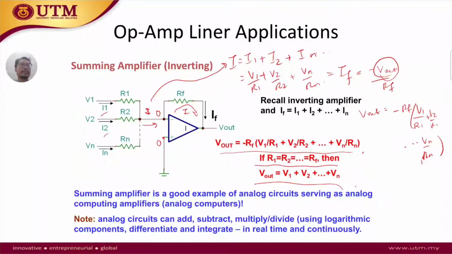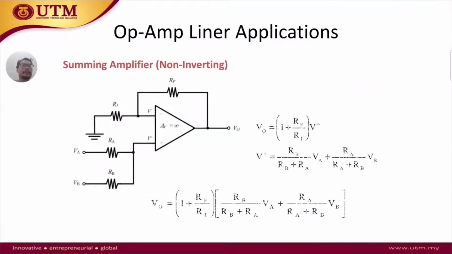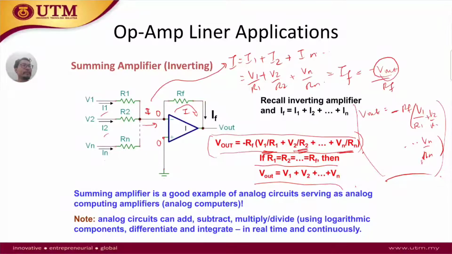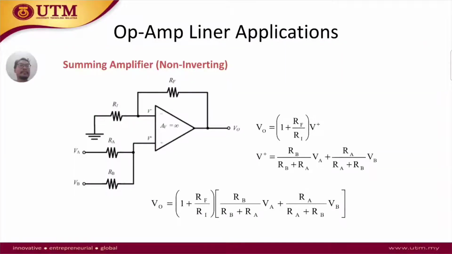So this is a derivation, but we need to know that this equation here is very important. The one that we derived here is V out is minus RF times V1 over R1, plus V2 over R2 plus until Vn over Rn, as given here. And then we also have a non-inverting one. So here is the inverting, because you have a negative. So it's an inverting summer in fact, and we can also have a non-inverting summer.